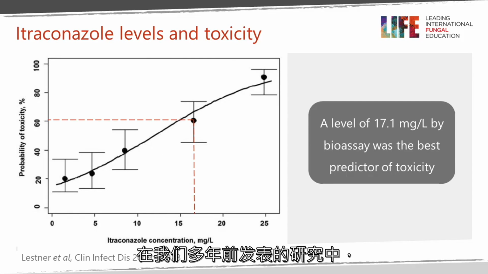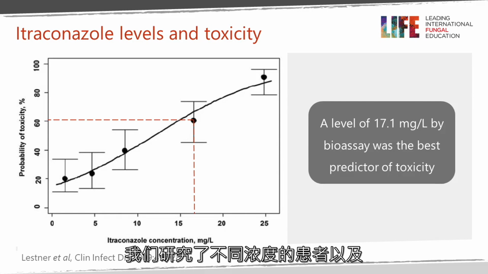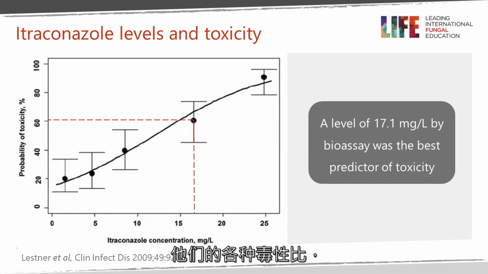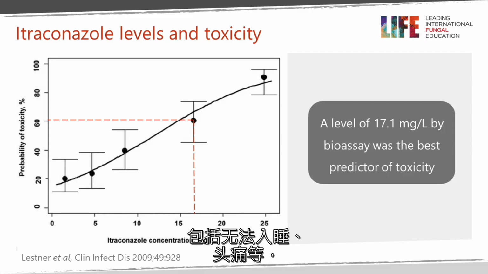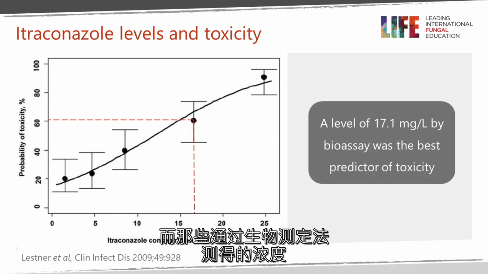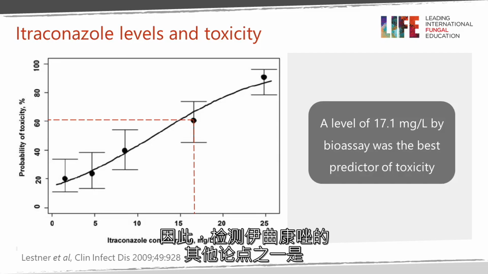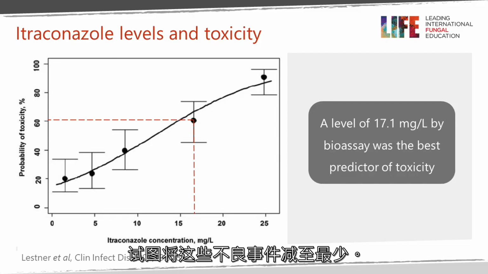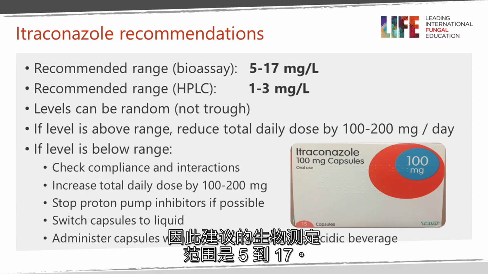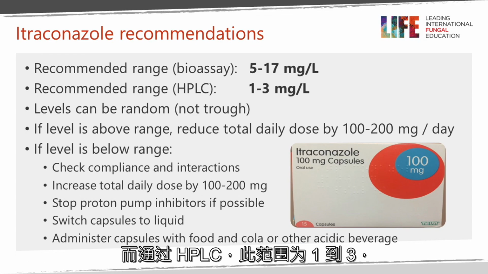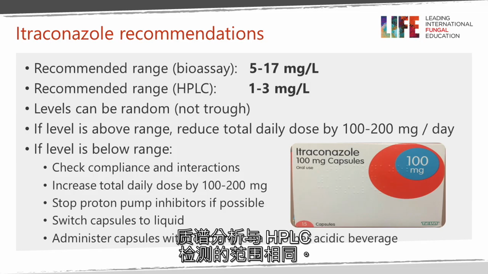In work we published many years ago, we looked at patients with different levels and their rate of toxicity of all sorts, including not being able to sleep and headache and so on, and more serious toxicities. And those patients who had levels by bioassay of more than 17 had really quite a marked increased incidence of adverse events. So one of the other arguments for measuring itraconazole is to try to minimize these adverse events. So the recommended bioassay range is between 5 and 17, and by HPLC it's 1 to 3, and mass spec would be the same as the HPLC measurement.